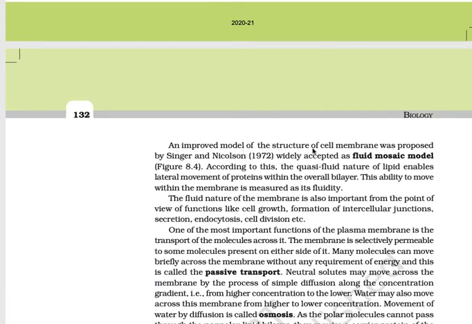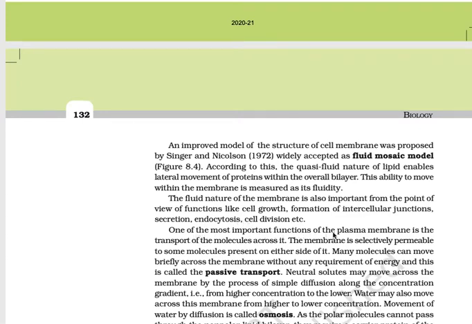An improved model of the structure of cell membrane was proposed by Singer and Nicolson in 1972, widely accepted as the fluid mosaic model, figure 8.4. According to this, the quasi-fluid nature of lipid enables lateral movement of proteins within the overall bilayer. This ability to move within the membrane is measured as its fluidity. The fluid nature of the membrane is also important from the point of view of functions like cell growth, formation of intercellular junctions, secretion, endocytosis, cell division, etc.